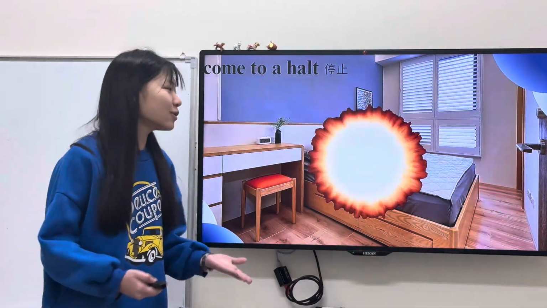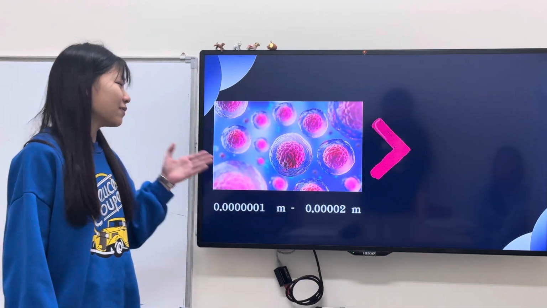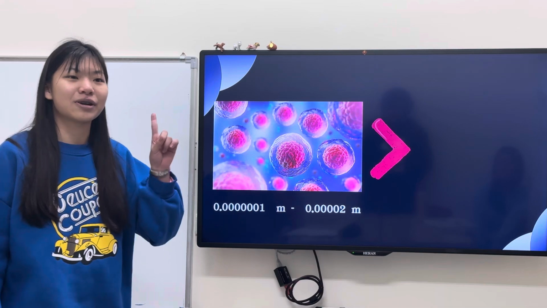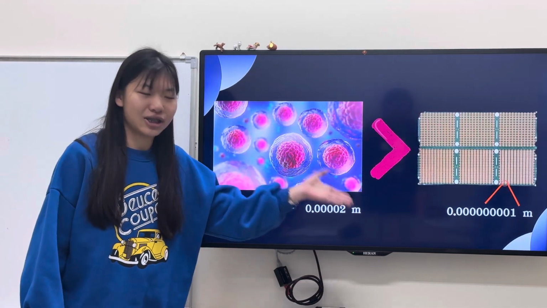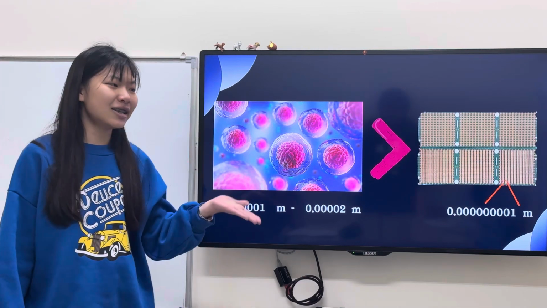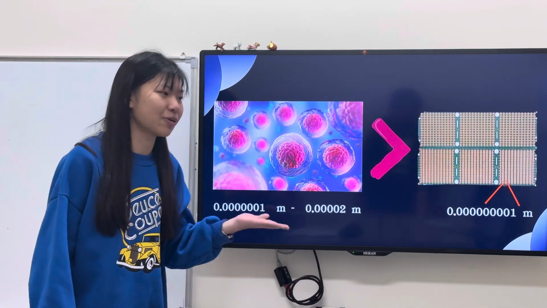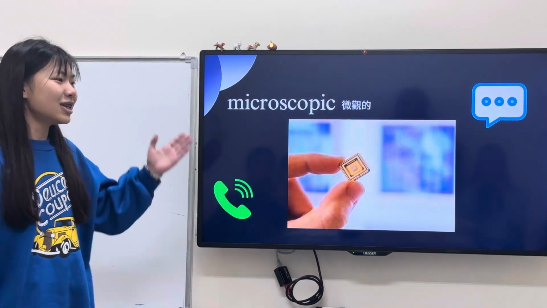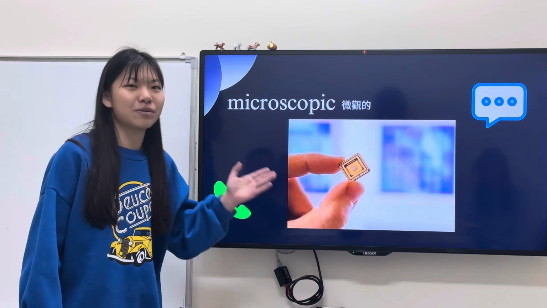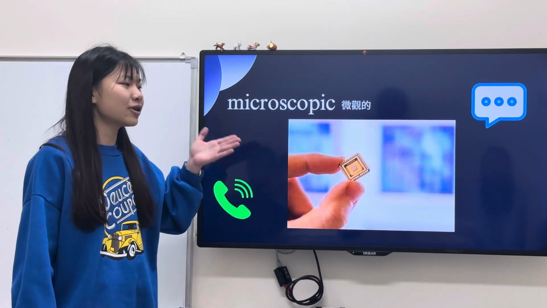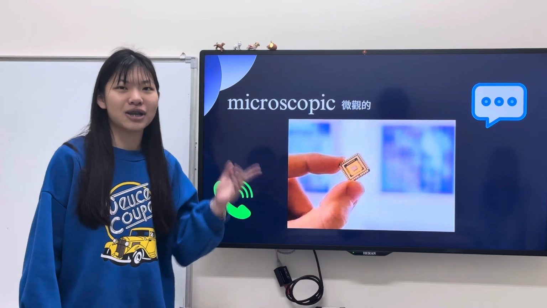But what if I told you that all these devices rely on something even smaller than one cell in your body? And that something is the semiconductor chip, which is a tiny but powerful item that rules our digital world. This microscopic chip plays an important role in how your phone can process millions of commands in just 1 second.